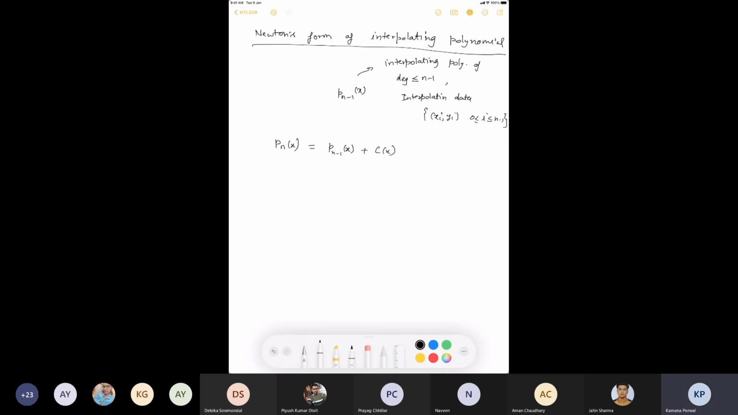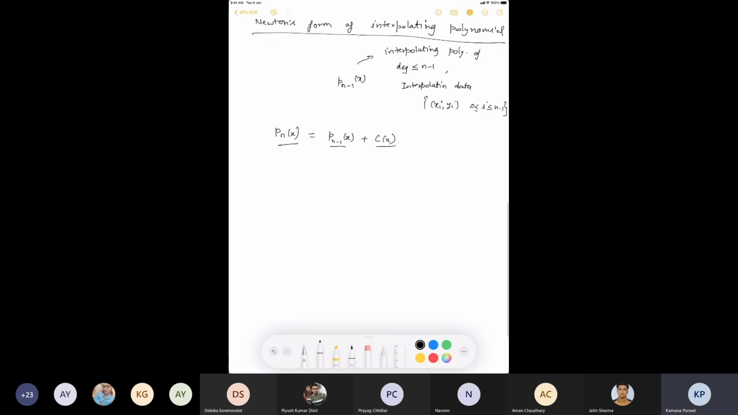So you can note that this is a polynomial of degree less than or equal to n minus 1, and I want this to be a polynomial of degree less than or equal to n. So this Cx again has to be a polynomial, right? So Cx here is a polynomial of degree n.